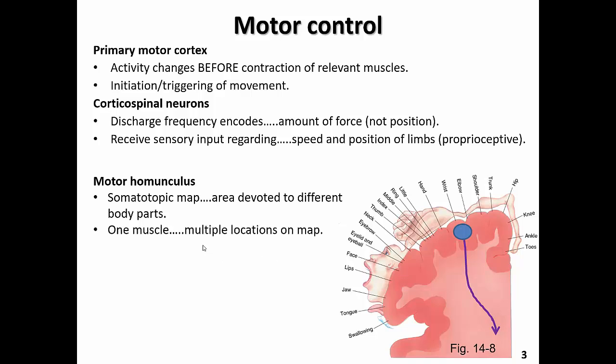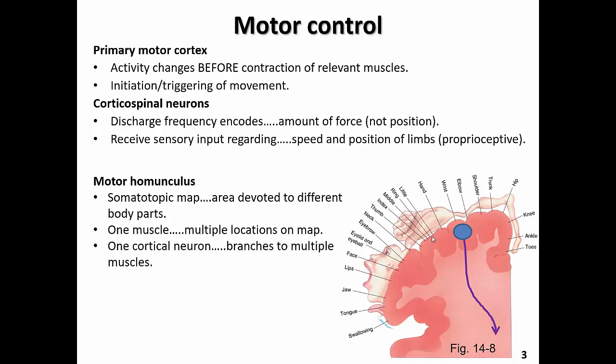And one particular muscle will have multiple locations on the map. So, for example, here we see in the dark red the primary motor cortex, or the cerebral cortex. And if we take a look at the human thumb, we see that one of the muscles, although there are more than one muscle, but if we just focus on one of the muscles of the thumb, that muscle has an area dedicated along the cerebral cortex at multiple points on that map.